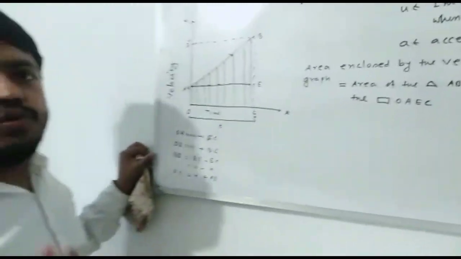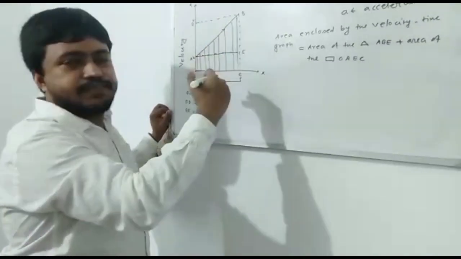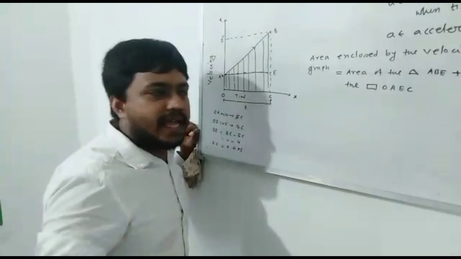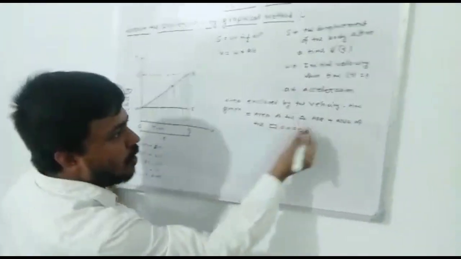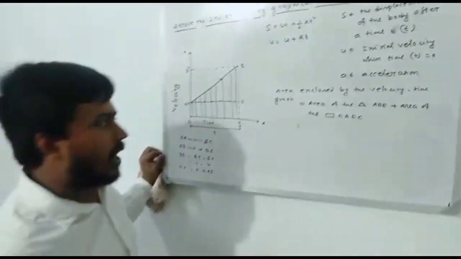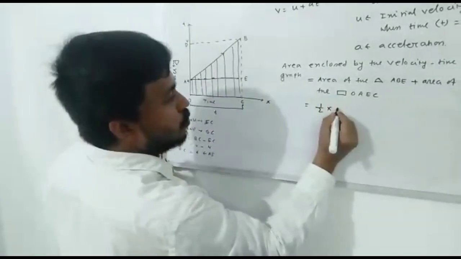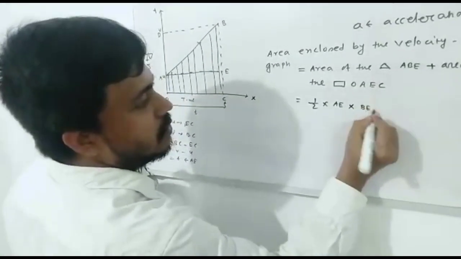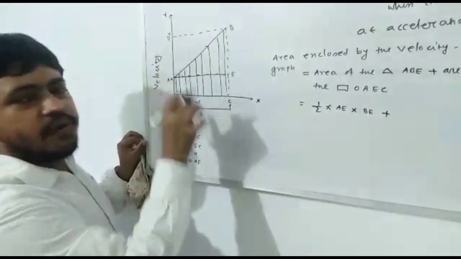Because students may not know the exact formula for the area of a trapezium, you can divide this part into two segments, because one part is equivalent to a triangle and the remaining part is equivalent to a rectangle. So what is the area of the triangle? Area of the triangle equal to half into base into height. So half into base, base equal to AE, and height equal to BE. Now students, what is the formula for the area of a rectangle?